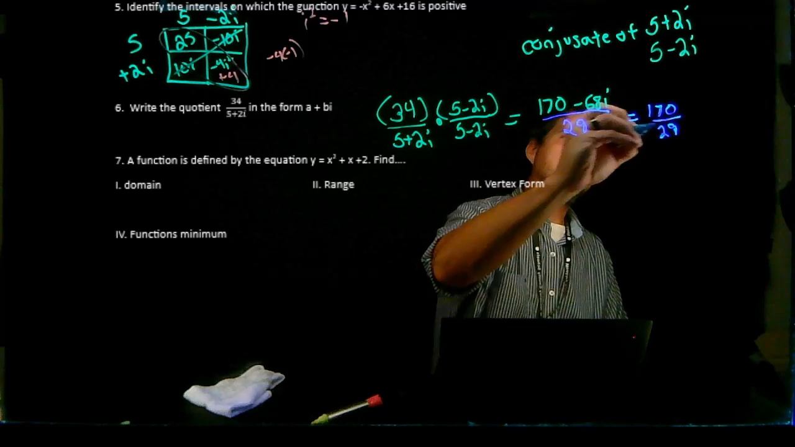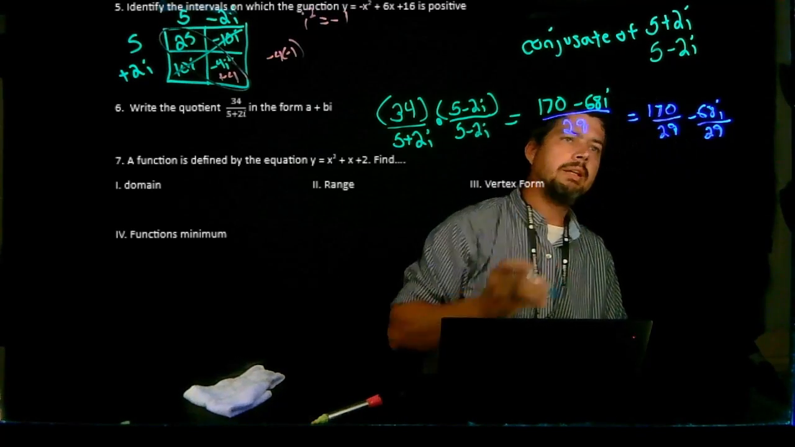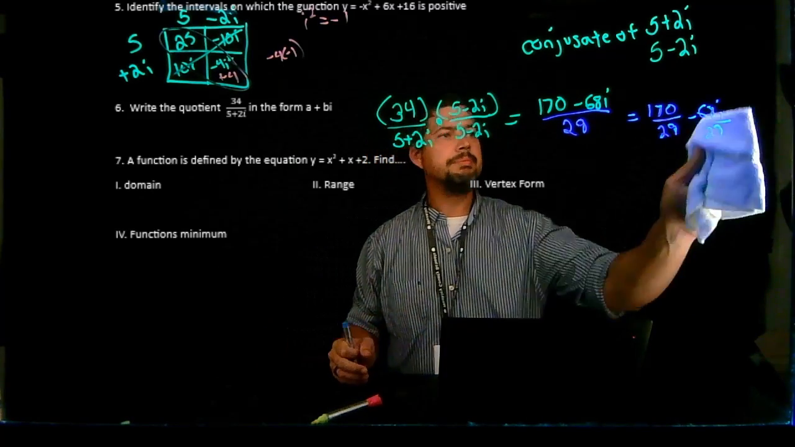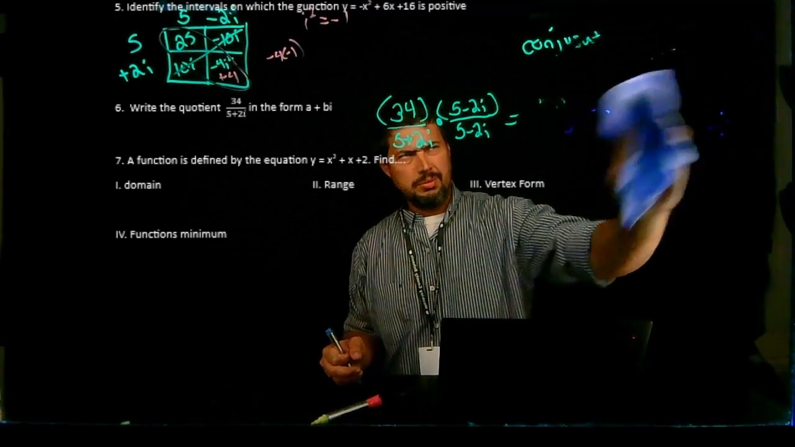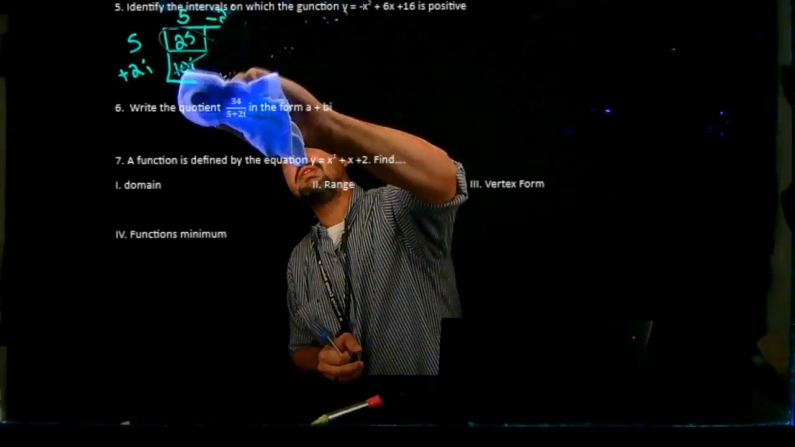Take away, because there's a takeaway, 68i over 29. My gut says those numbers do not reduce. So therefore, that problem is done. All right, moving on to number 7. 7 of many. I think there's 22 on this one. There's several. I may not be able to finish this till tomorrow morning.